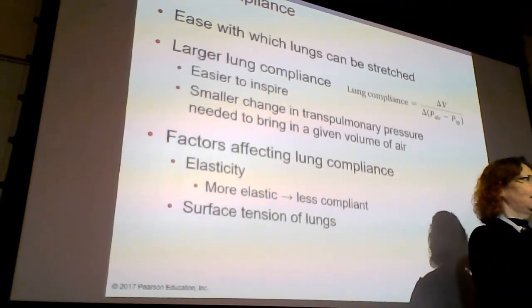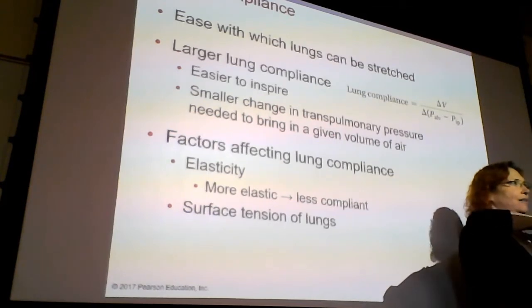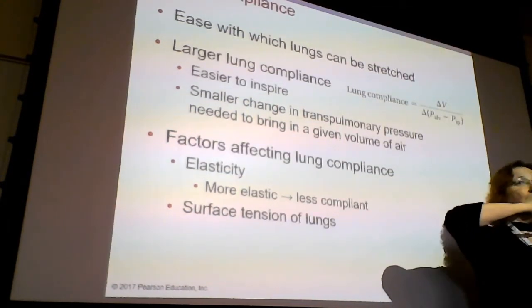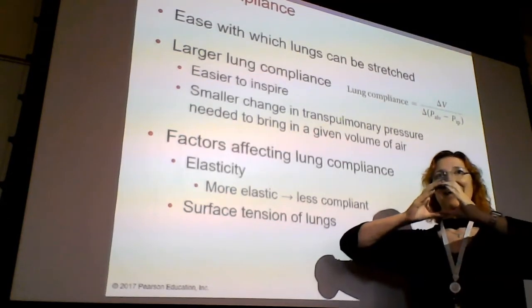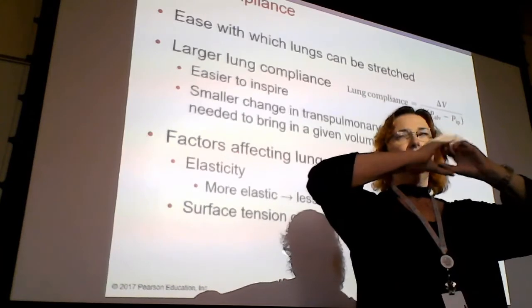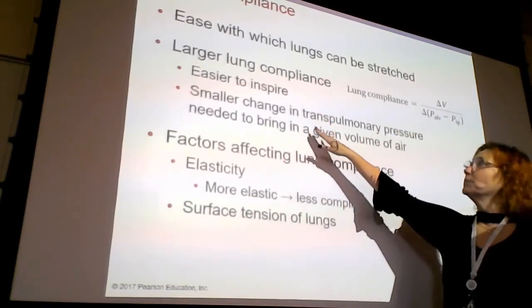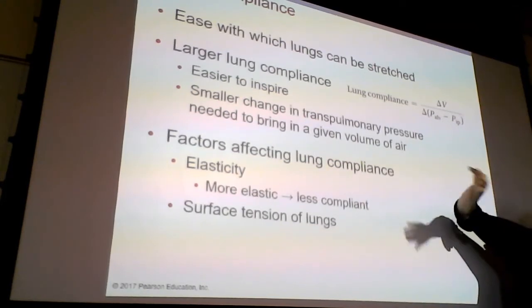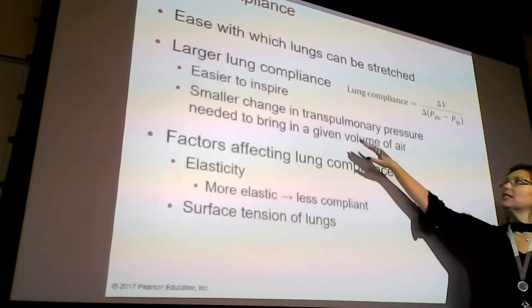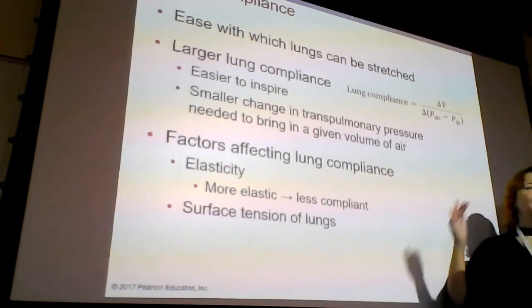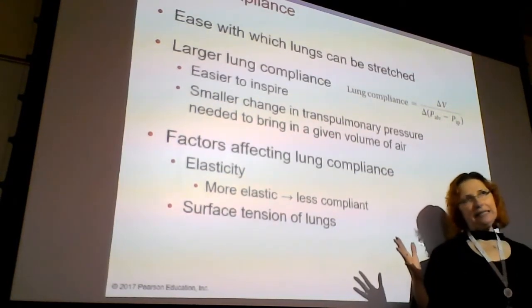Larger lung compliance: my pressure of 3 goes this much. That's going to be easier than something that has a low compliance, where a pressure of 3 only gets me to here. So, it's easier to inspire, and that means I need a smaller change in transpulmonary pressure to bring in a given volume of air.